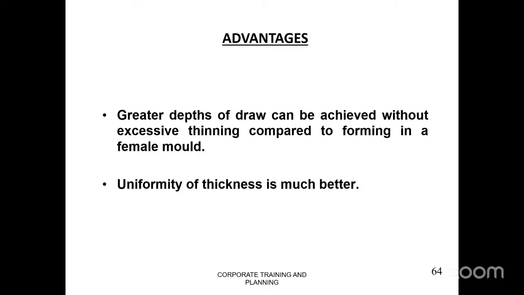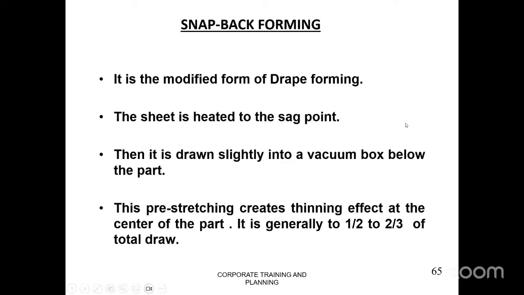Advantage: greater depth of draw can be achieved without thinning, compared to forming in the female mold. We have seen this. In the female mold there is more thinning. You are getting more thinning in the female mold, but in the male mold it is not. And therefore, ultimately thickness is much better as compared to the female mold, which we have seen in vacuum forming.